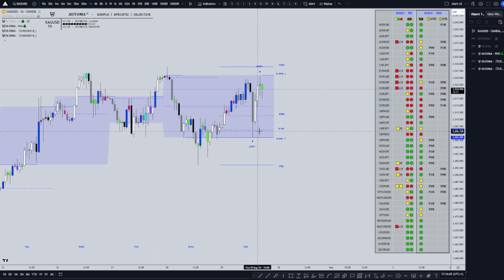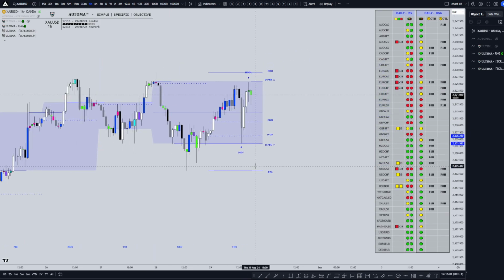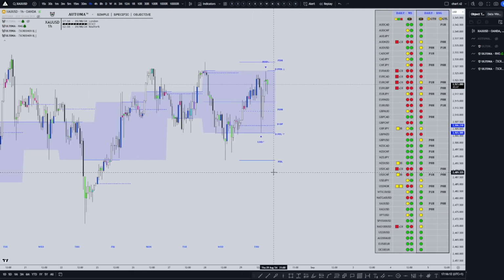Why are we using open price? Because open price is the one which determines whether this range will be developing bullish or bearish. That's the main reason why we're utilizing the open price.